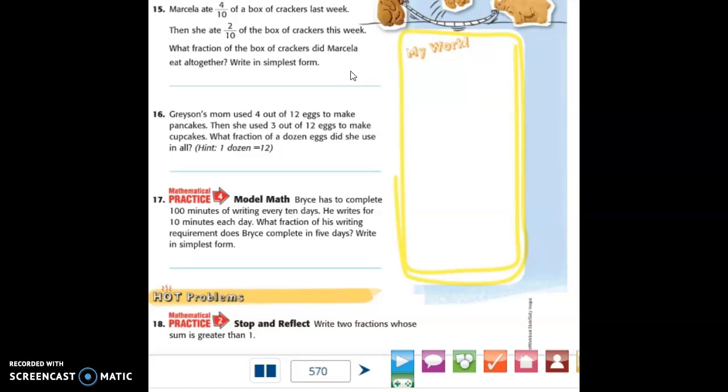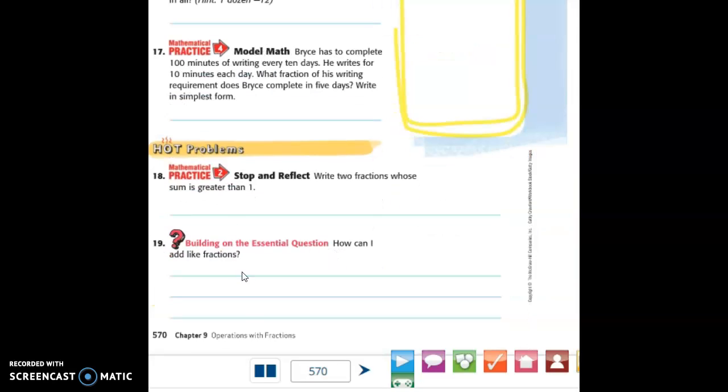Please remember to write your sentence answers. You can divide your work section up into 3 parts and show your work over here, but this is for you to write your sentences. Please make sure you do that. Also, give a try to the hot problem and the essential question. I know that they can be difficult and people like to skip those, but please make an effort to get those done. Thank you.